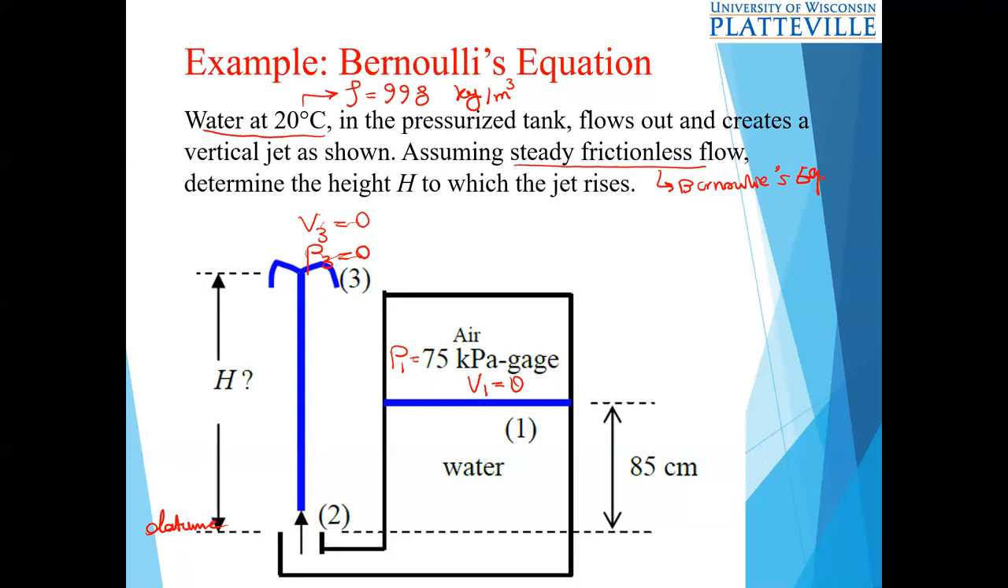And then I write the Bernoulli's equation. Okay, so let me write the Bernoulli's equation. P1 over gamma plus V1 squared over 2g plus Z1 equals P3 over gamma plus V3 squared over 2g plus Z3. Now it's time to think about what is zero, and get rid of all that is zero.